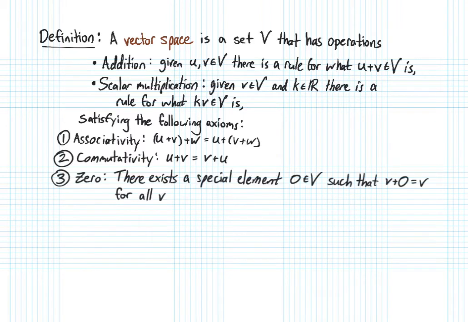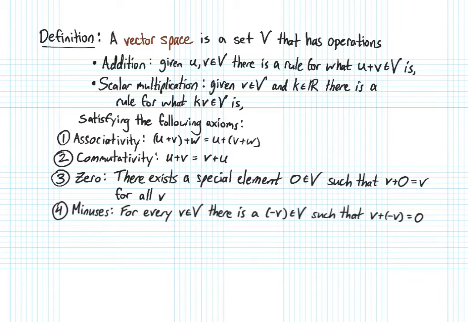The third axiom is the existence of a zero vector, which means that there's a special element of the set, which we call 0, which has the property that v plus 0 is equal to v for all v in the set. The fourth axiom is the existence of minuses. This says that for every v in the set, there is another element, minus v, such that when you add v plus minus v, you get 0.